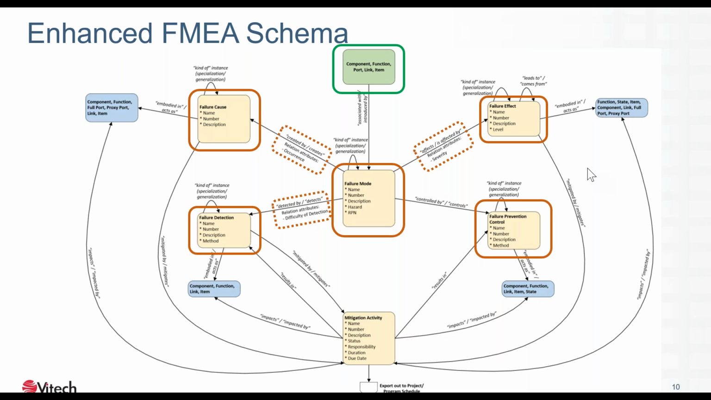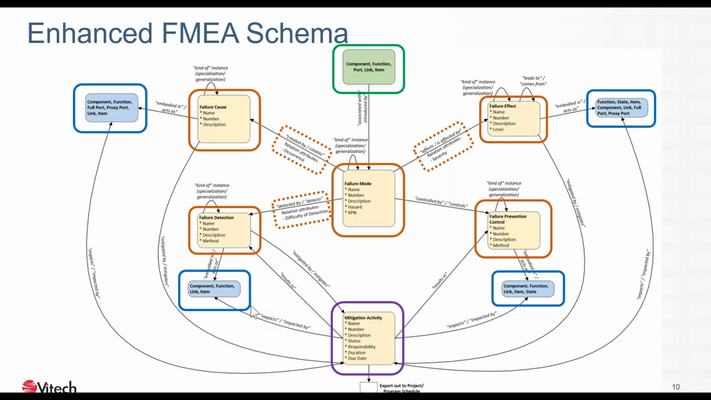As we move on, as I said, there's this fourth concept of a prevention control. Are there ways within your system that you've designed it such that you're trying to prevent the mode from even occurring? If those are within your system, then we can capture those as failure prevention controls. Causes, detections, and effects can all be mitigated, and so we're tying it back into that mitigation activity class now.